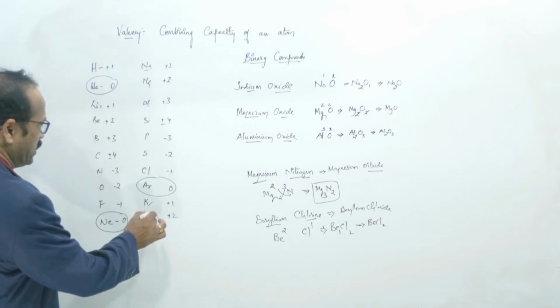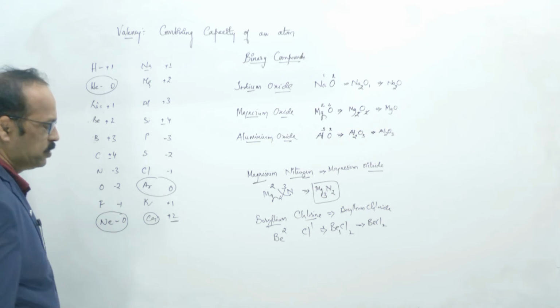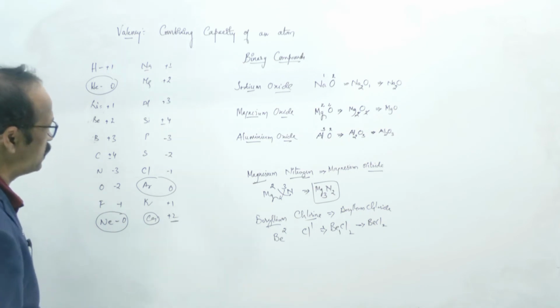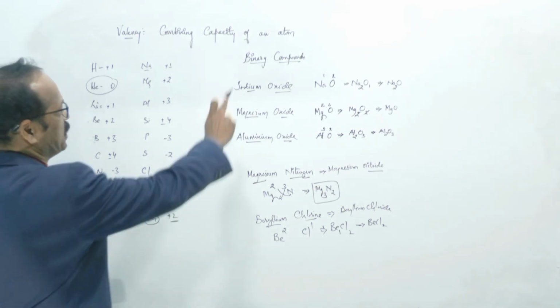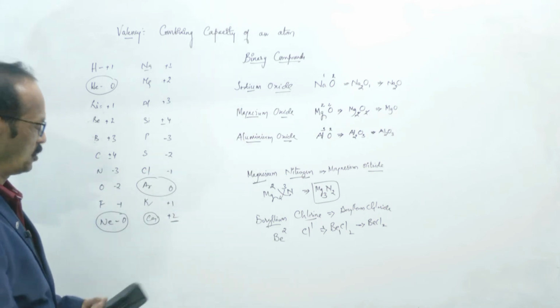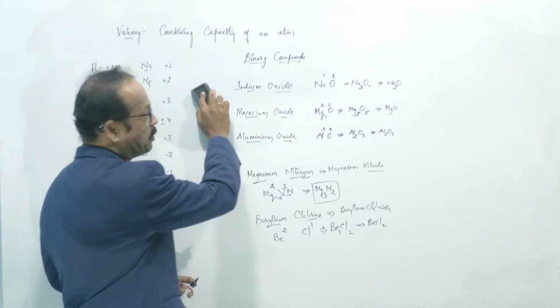Okay, I'll take this calcium because this is a positive number, no? So, first you take the positive number. So I'm rubbing this one: sodium oxide, magnesium oxide, calcium oxide, aluminum oxide. This I'm rubbing.